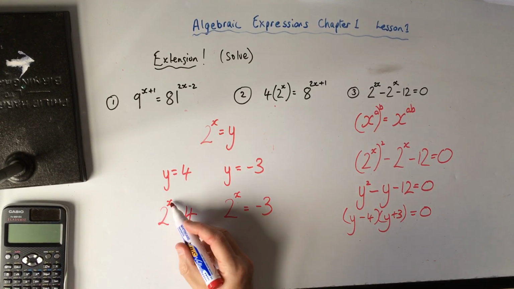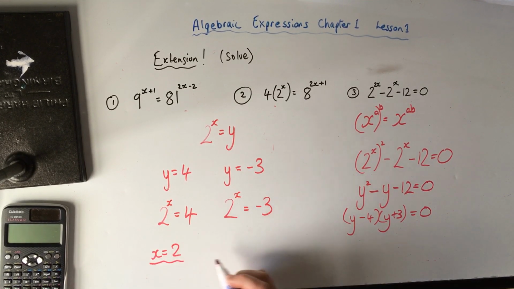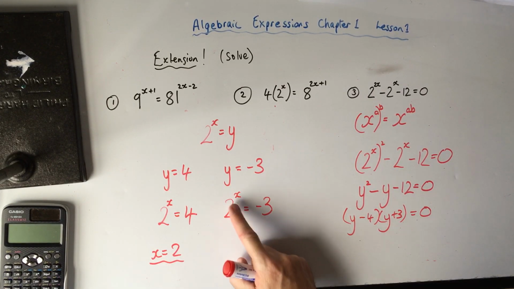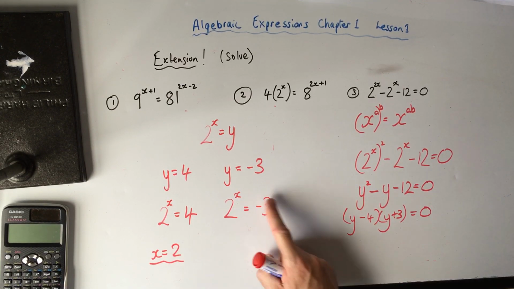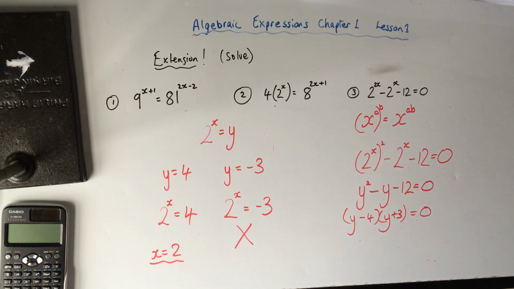Okay, 2 to the power of what makes 4? Well, x is 2, 2 squared is 4. And 2 to the power of what is equal to minus 3? Actually nothing. There's no power you can raise a positive number to that will give you a negative solution. So there is no solution to that one. There's no real solution to this. So the solution is only x equals 2. Okay, hope that's okay with you.